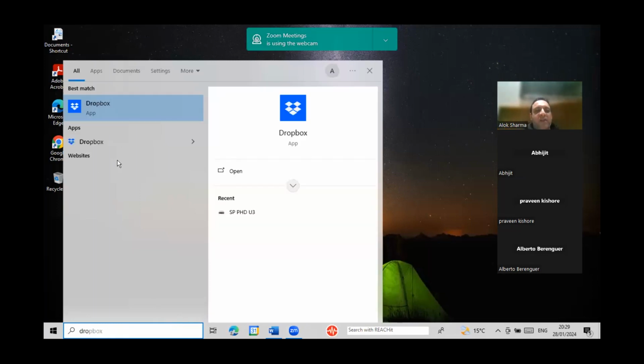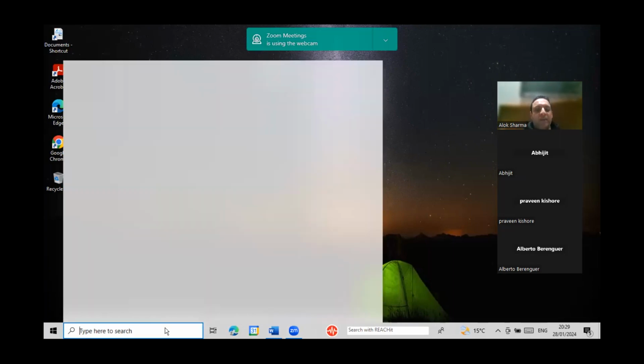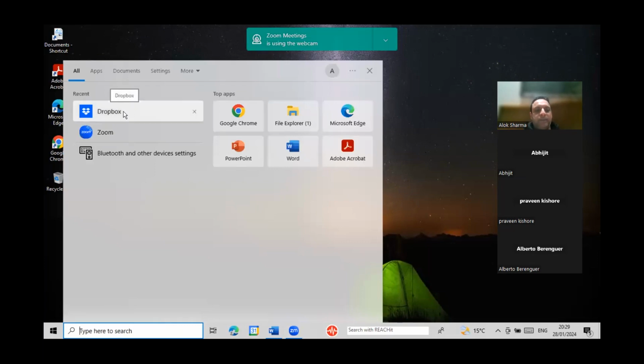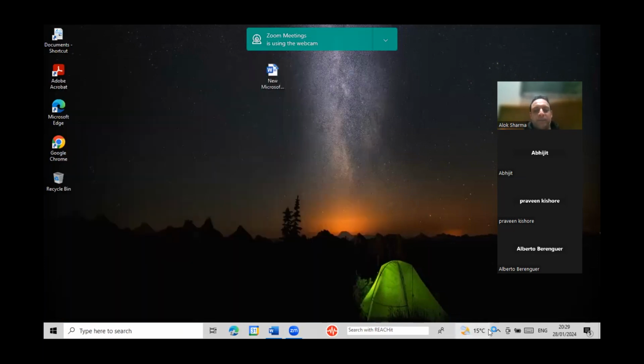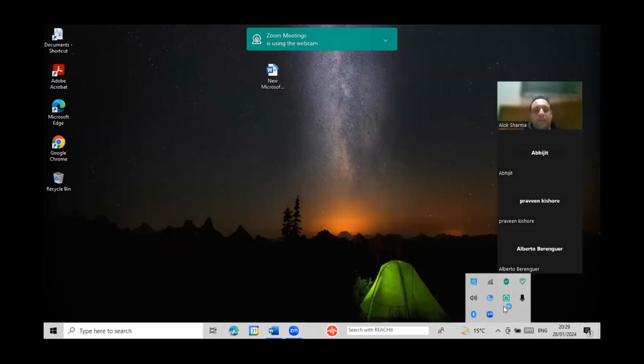This is Dropbox. This is my Dropbox. It's just coming up. I just have a slightly slow connection in Delhi at the moment, so I apologize about that.